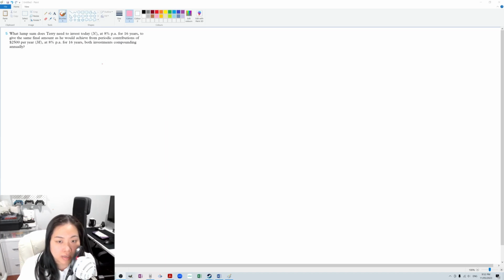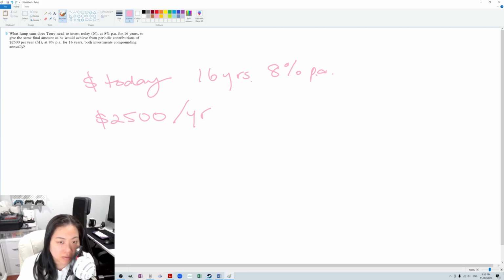The question is asking, how much does Terry need to invest today, right now, for 16 years at 8% per annum, compounded annually, for it to be the same amount as if he put in $2,500 a year at the same rate, for the same amount of time, to achieve the same amount in the future. So this would be present value.